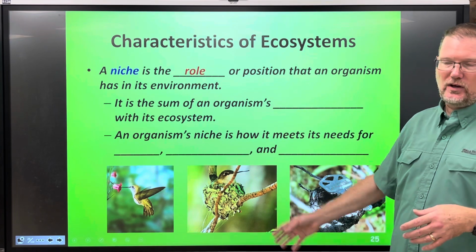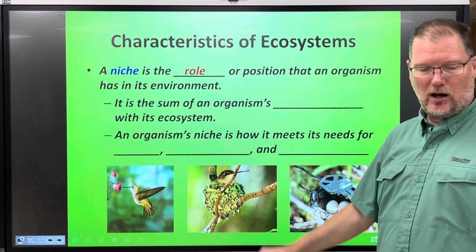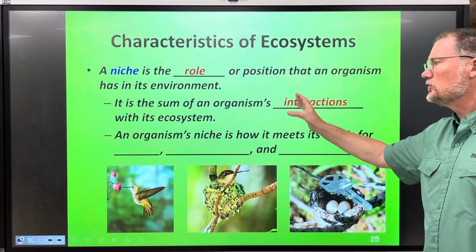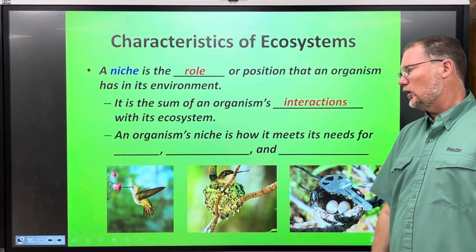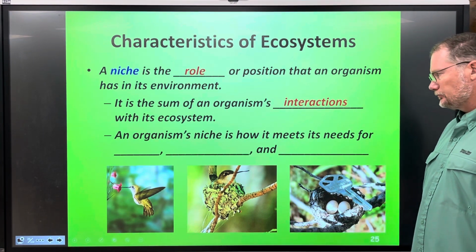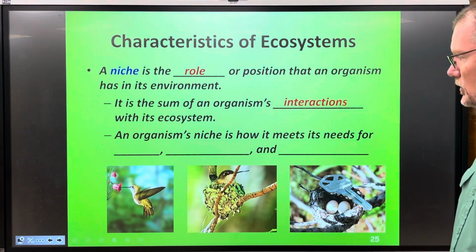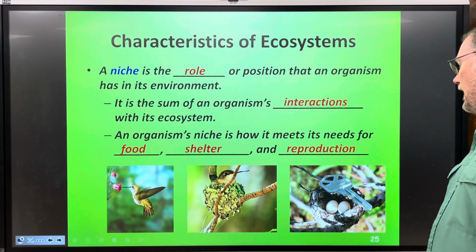But all the other organisms, they just live to exist, right? So it is the sum of an organism's interactions with its ecosystem. So you can see how complicated human interactions are. Just go outside and look around. Look what we've done to the planet. And an organism's niche is how it meets its needs for food, shelter, and reproduction.